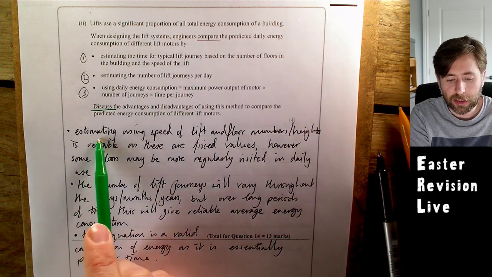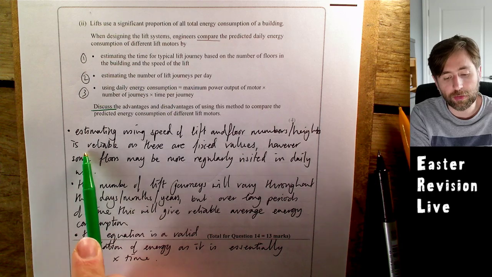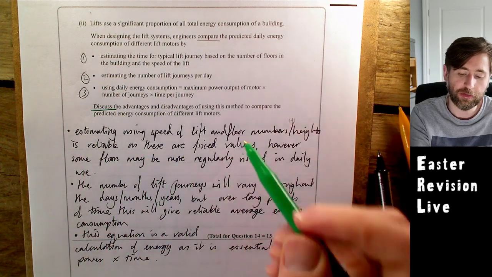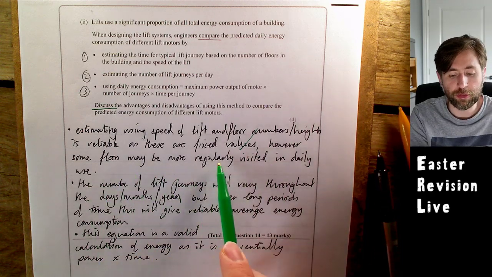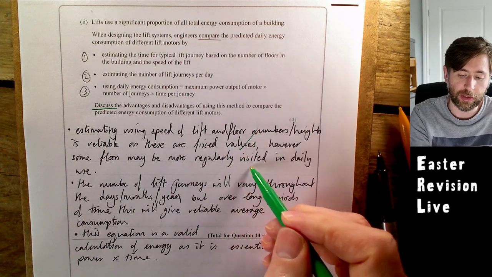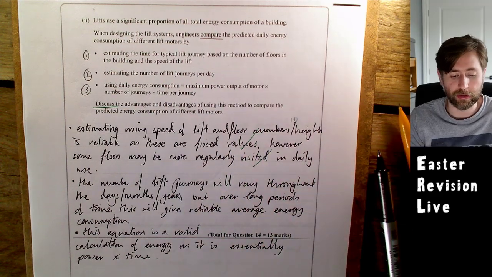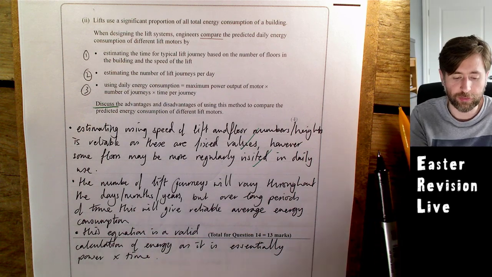So firstly, my first point, estimating using speed of lift and floor numbers and heights is reliable as they are fixed values. So basically an advantage is that, okay, floor numbers and heights are quite good. However, some floors may be more regularly visited in daily use, so that's a disadvantage. So I've made the comparison though, haven't I? I've said the good thing and the bad thing. You may like to list this one as adds and then disadds. That would be a fine way to do it as well.